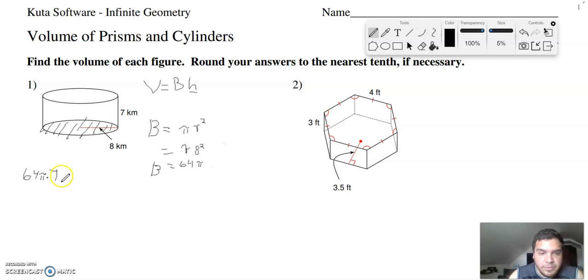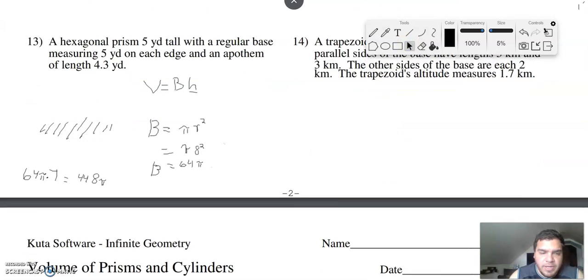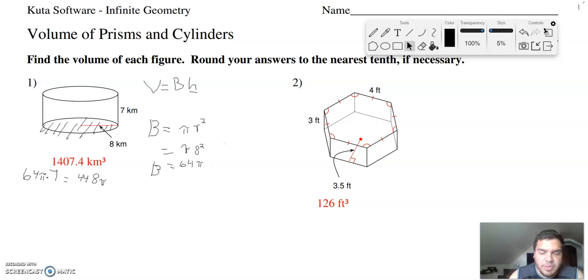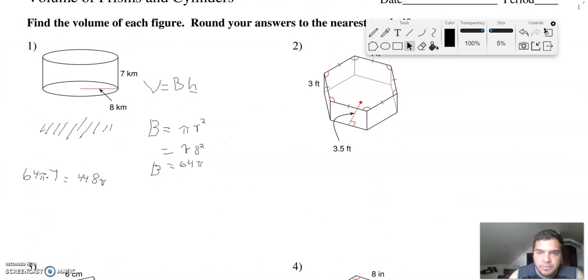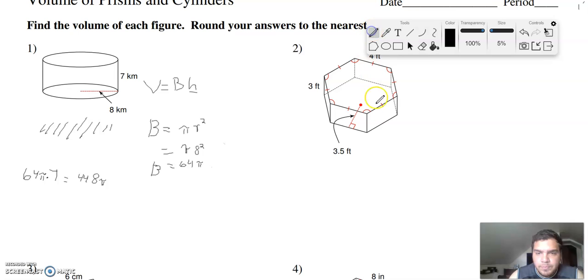I don't know why it's kilometers though. So we do 64 times 7. 4 times 7 is 28, carry the 2. 6 times 7 is 42, plus 2 is 44. So 448 pi. And when you multiply it by 3.14, it should be about 1407.4. It's hard for me to pull out a calculator in this setup. So let's go to number two.